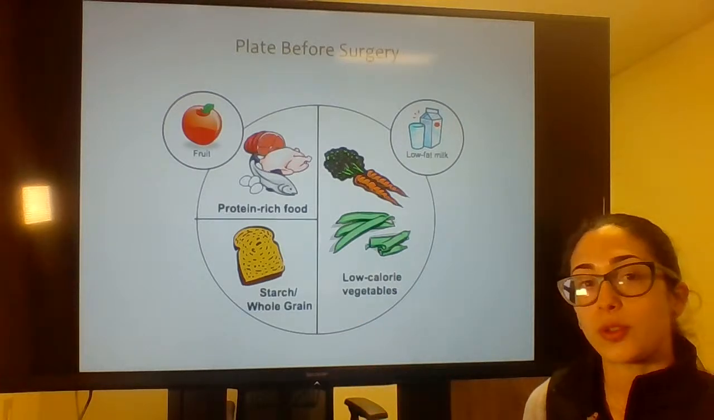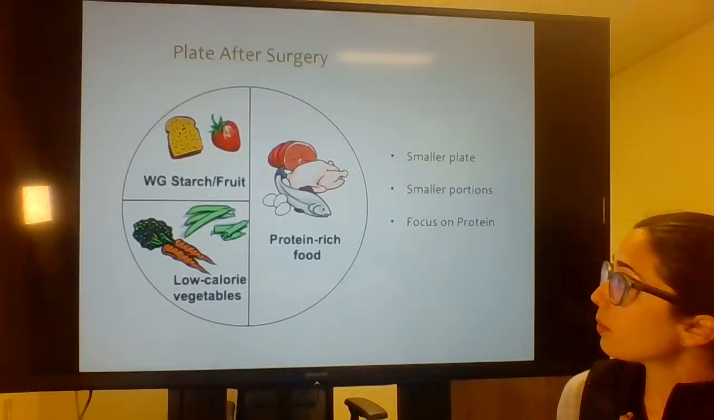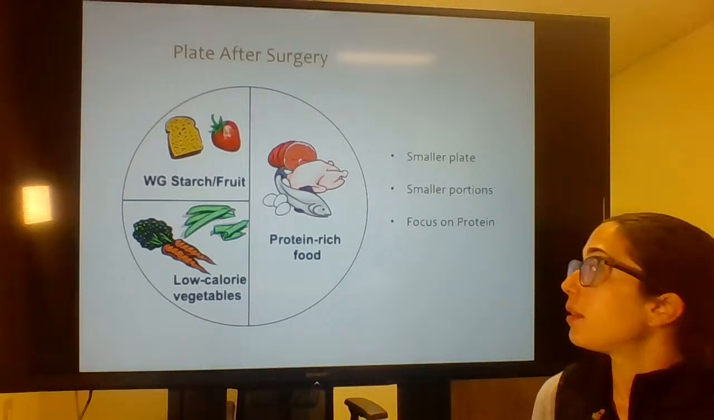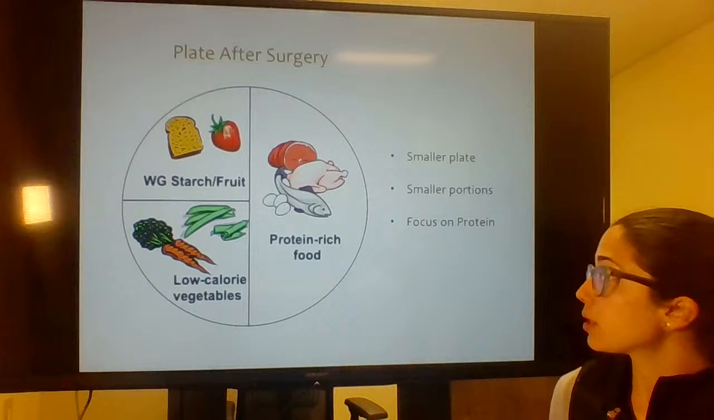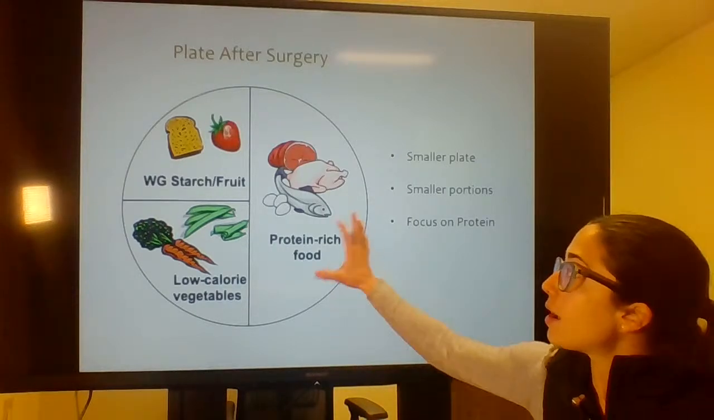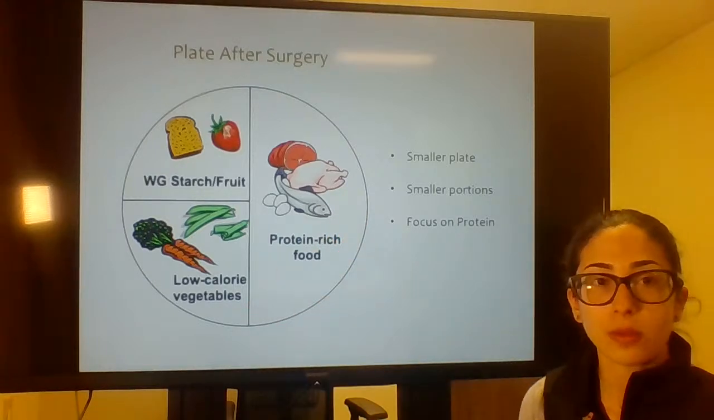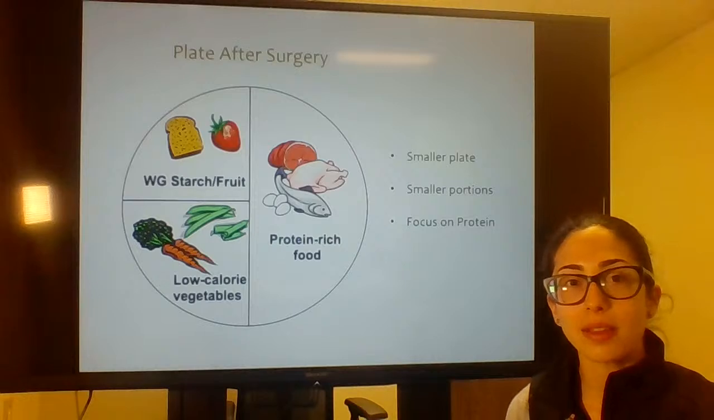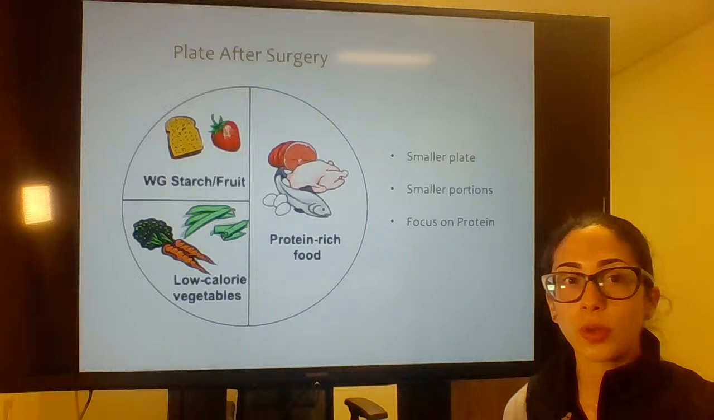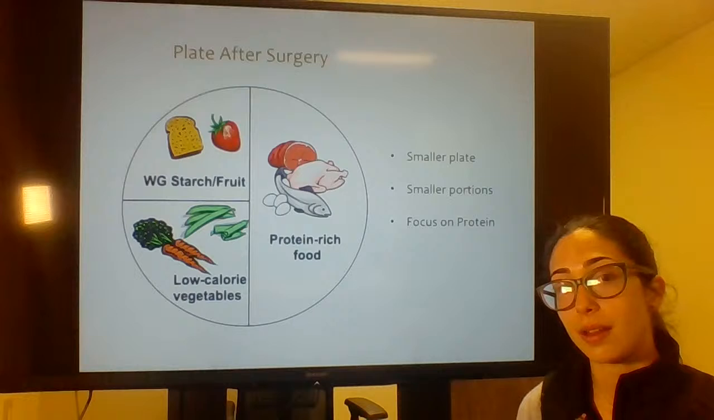Now I'm going to show you a picture of what a healthy plate looks like after surgery. The first thing I want you to know, it's going to be a smaller plate. This is going to be about a 6-inch plate, which is going to help with portion control. Of course, it's going to be smaller portions automatically with a smaller plate. And now the focus, as you can see, half of the plate, instead of being covered with the vegetables, is covered with the protein, because we want to make sure that you get in the protein that you need for proper wound healing, to keep your immune system healthy, to avoid a lot of muscle mass loss from the weight loss. So we want to make sure that you get in your protein.